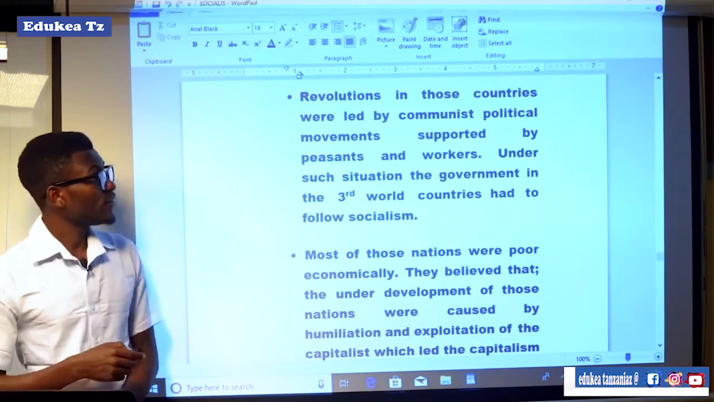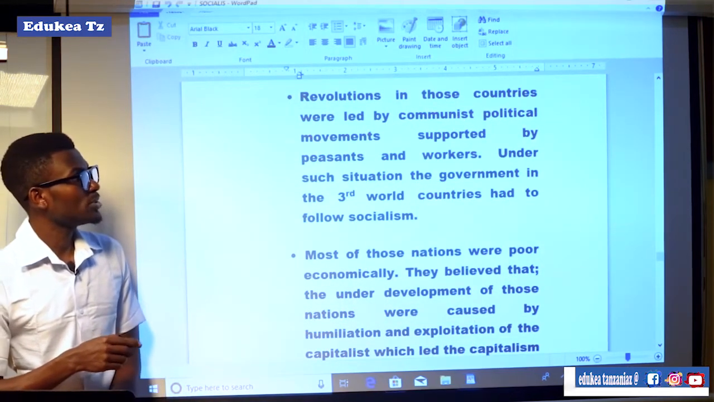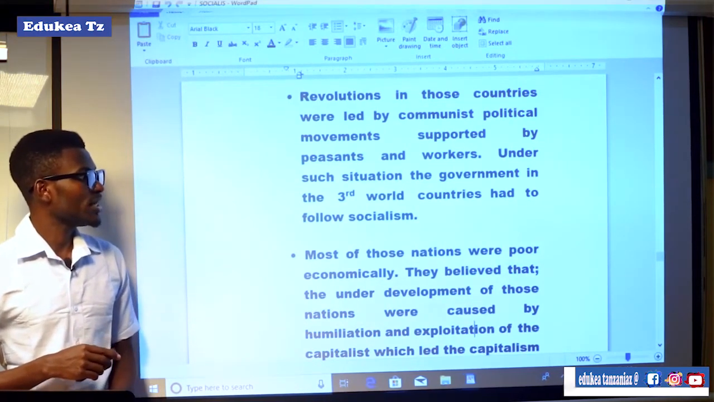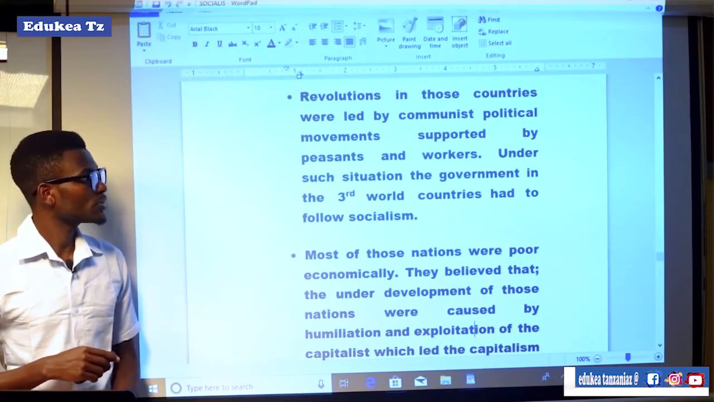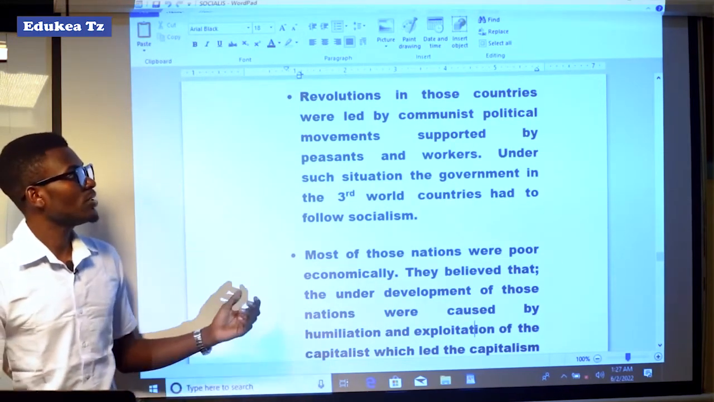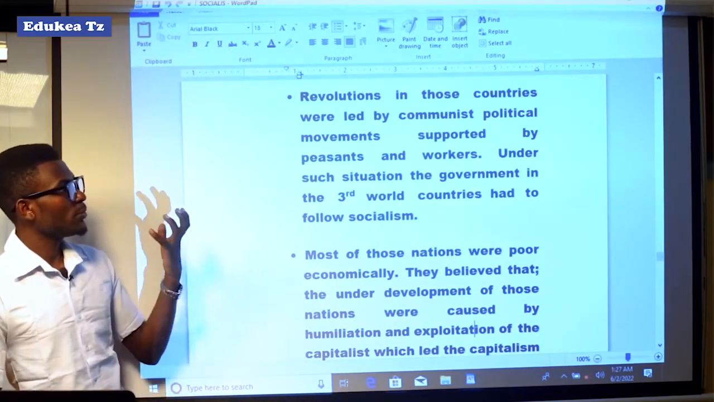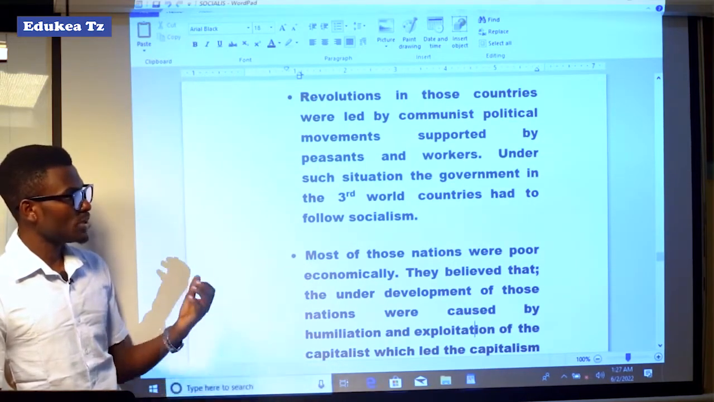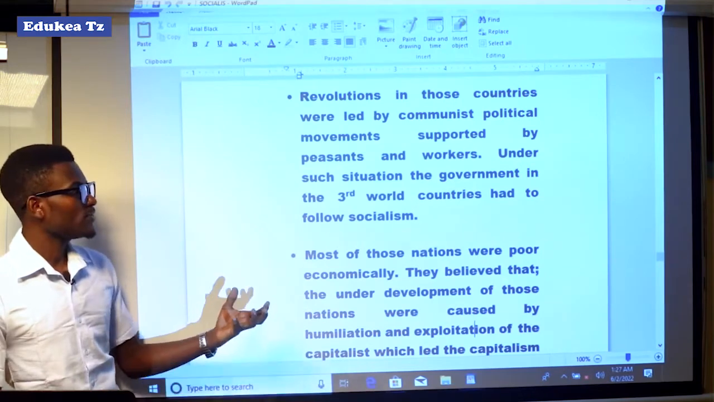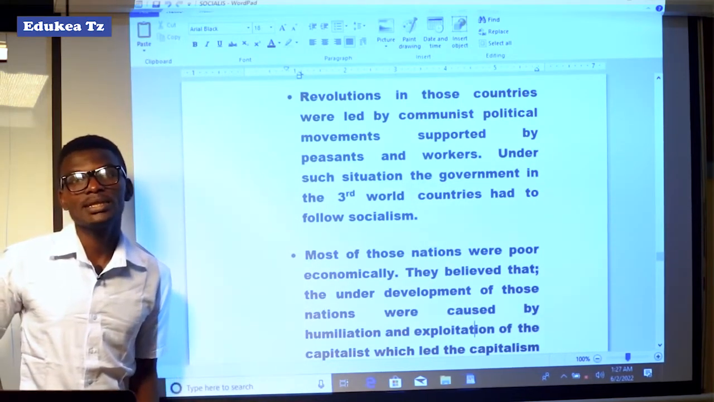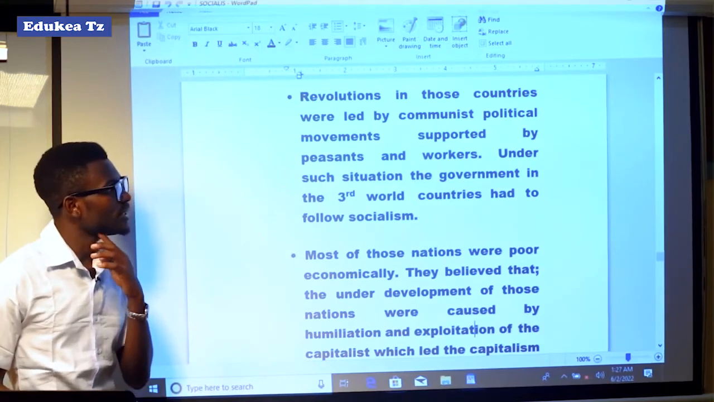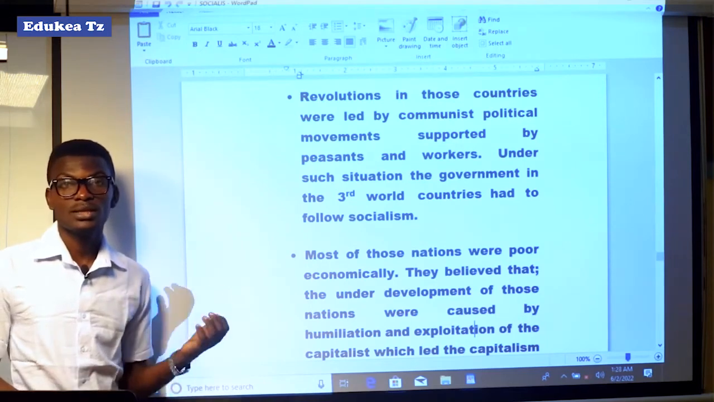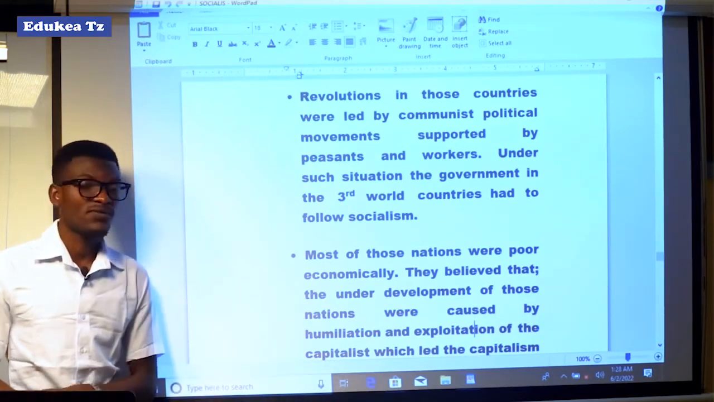Another reason was that revolutions in those countries were led by communist political movements supported by peasants and workers. Under such a situation, the governments in the third world countries had to follow socialism, because even Russia used those peasants, workers and soldiers to support the revolutions. And that's why the third world countries' governments decided to follow socialism.